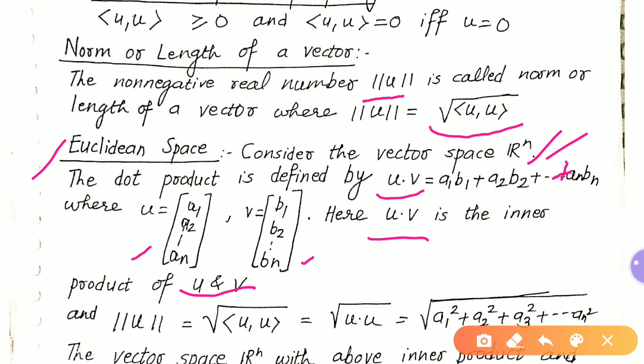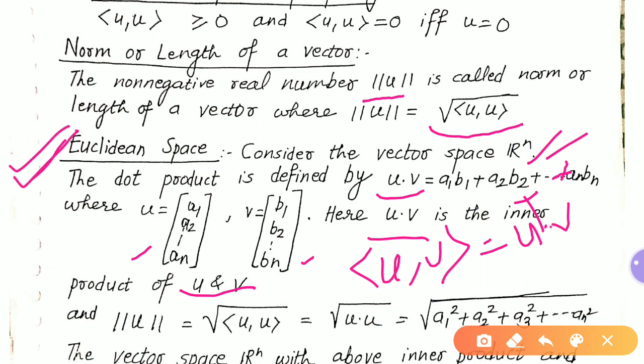Whatever dot product we have in the real coordinate system, that dot product is also called an inner product in Euclidean space. It means the value of <u, v> is the same as u bar dot v bar, or if the vectors are written in the form of matrices, it can be denoted as u transpose v. So in that way you just have to take the dot product, and that is nothing but the value of the inner product <u, v> in the Euclidean space. All the spaces R2, R3, R4 are Euclidean spaces.